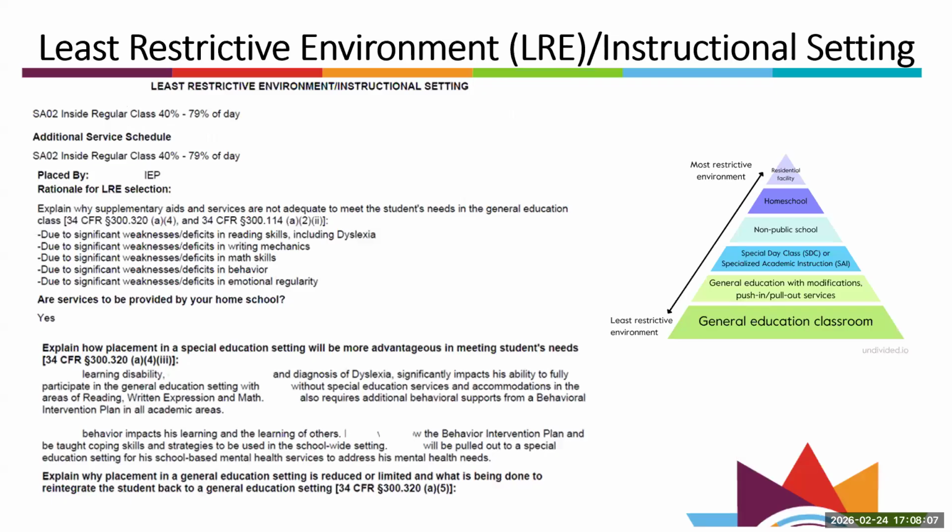Next, we're going to go to the roof. And this is where placement, like the least restrictive environment, the free appropriate public education, the student protections, and the prior written notice all are under. The last part of the house is the roof, which represents the student's educational placement, also known as the least restrictive environment or LRE, and the legal protections that keep the student safe.